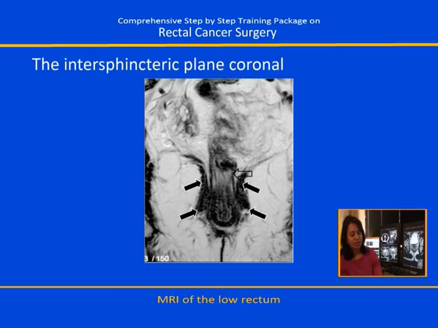So it means that we can look at the safety of that TME plane using the coronal images, but of course we need to look at the sagittal and axial images to see the anterior and posterior aspects of that intersphincteric plane as well. So that enables the surgeon to know whether this plane is indeed safe or not for the TME approach.